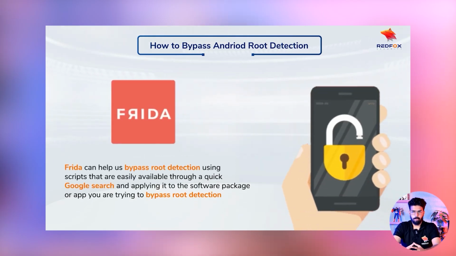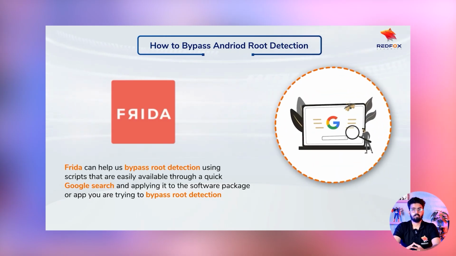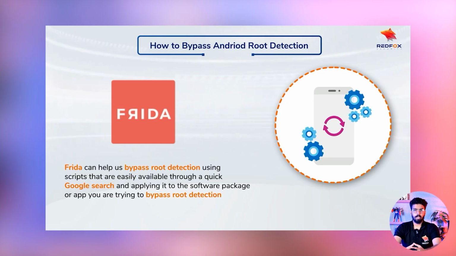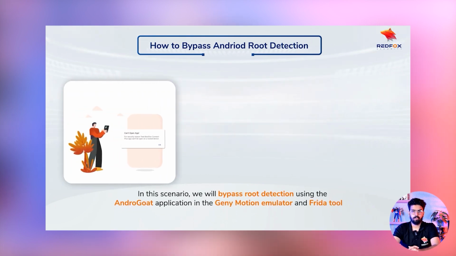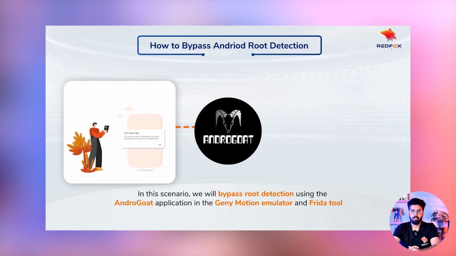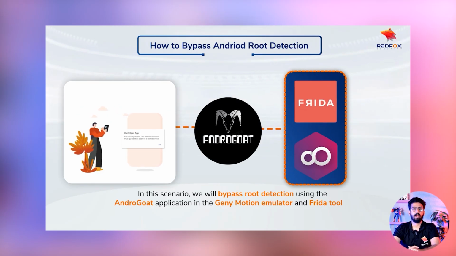Frida can help us bypass root detection using scripts that are easily available through a quick Google search and applying it to the software package or app you are trying to bypass root detection for. In this scenario, we will bypass root detection using the AndroGoat application in the Genymotion emulator and the Frida tool.